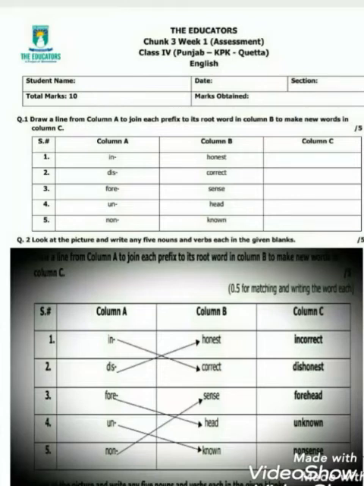Question number 1. Draw a line from column A to join each prefix to its root word in column B to make new words in column C. Column A. Prefixes: in, this, for, un, none. Base words are honest, correct, sense, had, known.